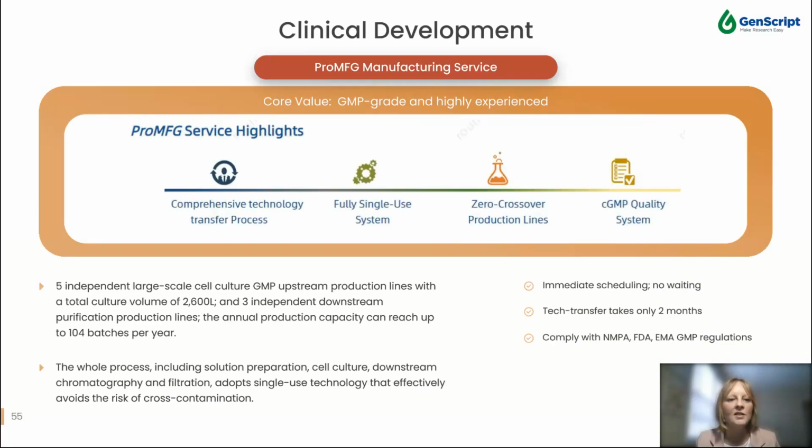And lastly, the ProBio team offers Pro-GMP manufacturing service. This is going to provide a seamless and compliant pathway for the production of antibody drugs for commercial use, according to regulatory compliancy and cGMP requirements. Pro-GMP manufacture covers the whole process of solution preparation, cell culture, downstream chromatography and filtration, using single-use technology in order to avoid any risk of cross-contamination.